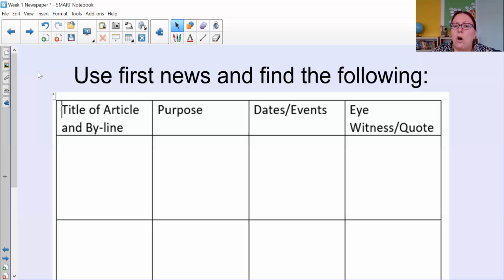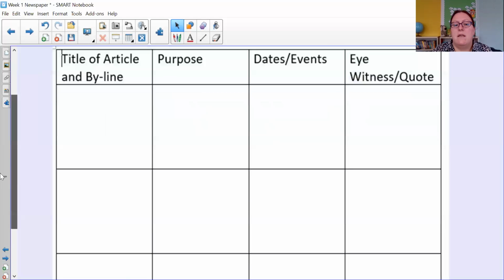And I would like you to copy out this table and you are going to locate the title of the article and the byline. You're going to think about the purpose. Why was it written? Was it written to inform or was it written to entertain? You're going to write down the dates or any key events in the article, and then you're going to find the eyewitness and the quote that is in the text. Okay, so there's a few boxes there.